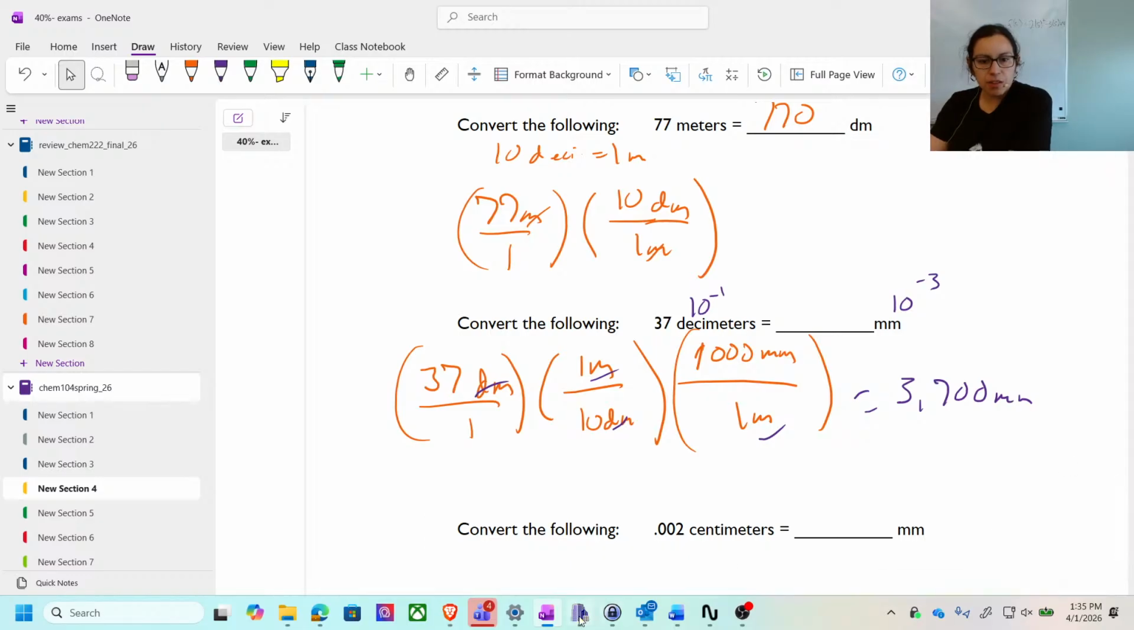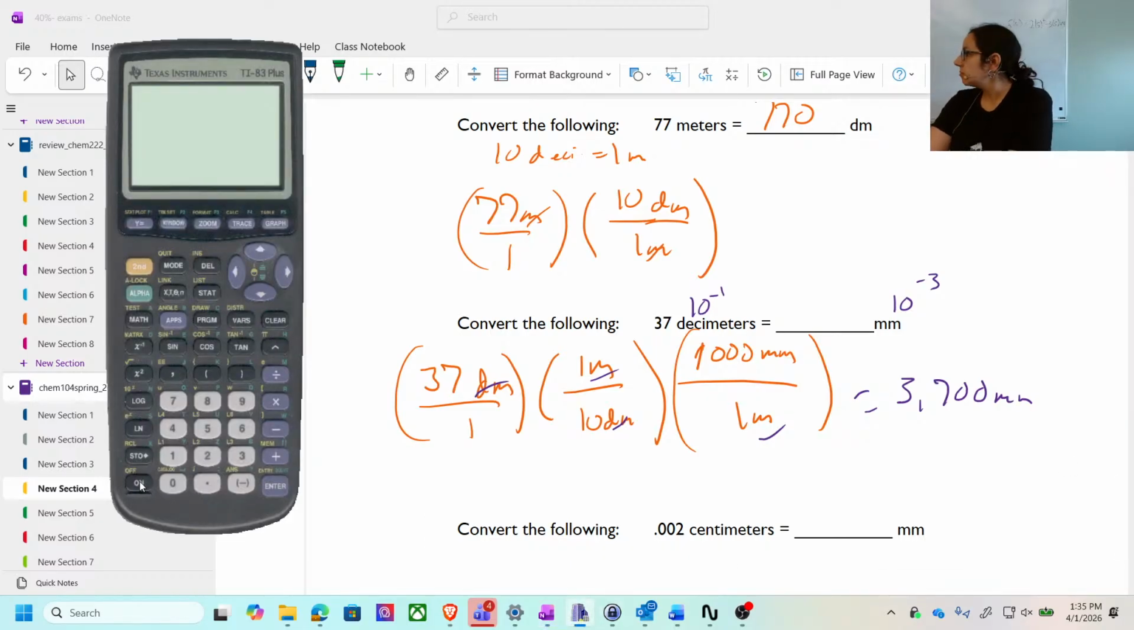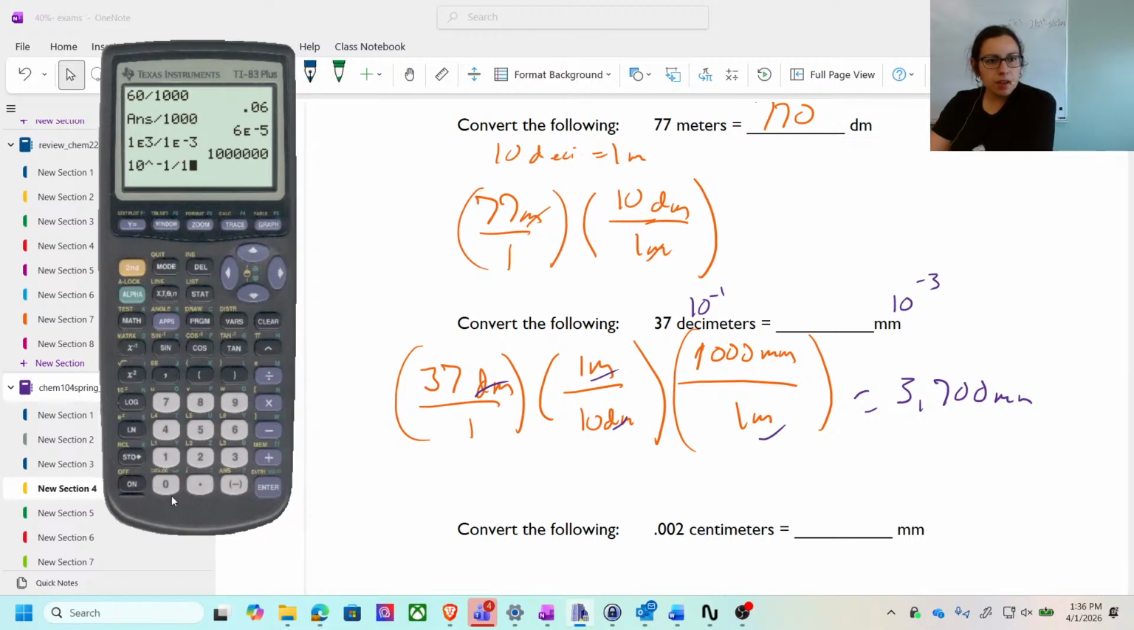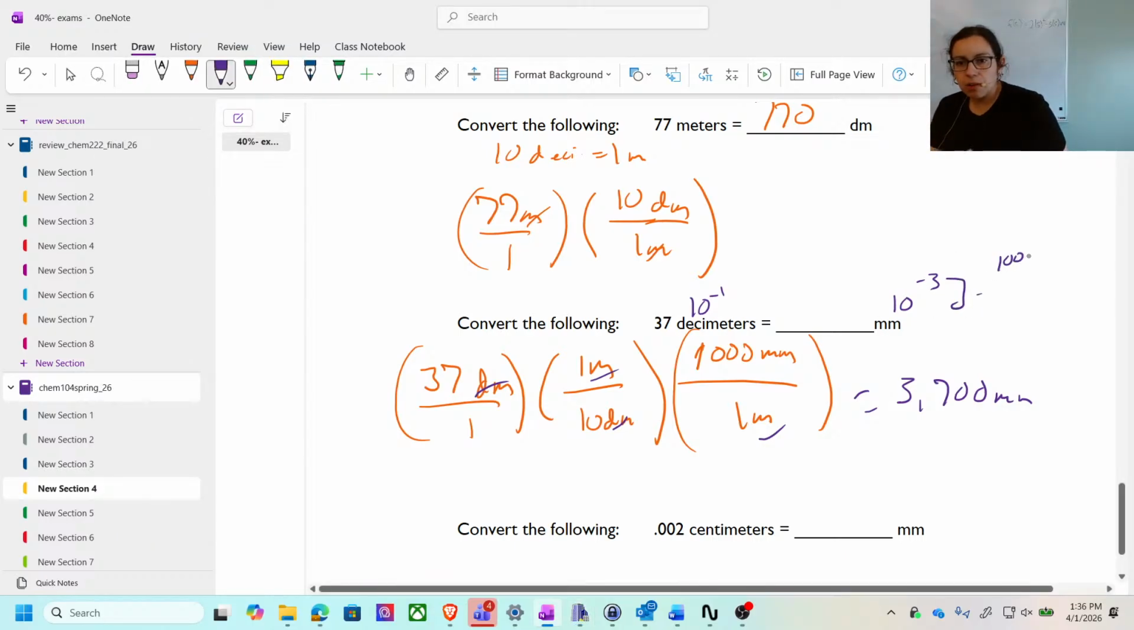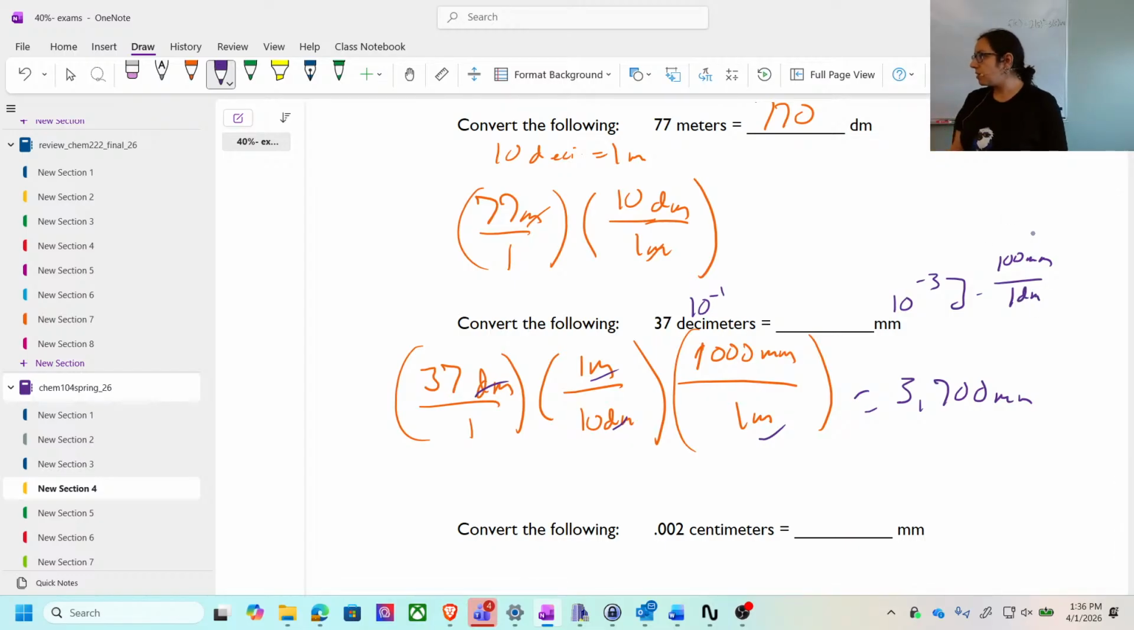I could plug it into the calculator, so you could see the 10. One thing you could do is 10 to the power of negative 1 divided by 10 to the power of negative 3, and that gives you the 100 difference between them. And then it's always small units in the big one. So that gives you 100 millimeters is 1 decimeter for the direct conversion factor.